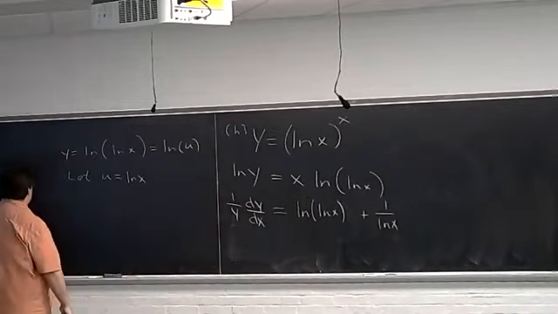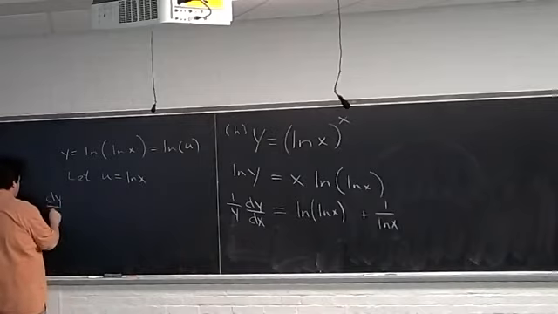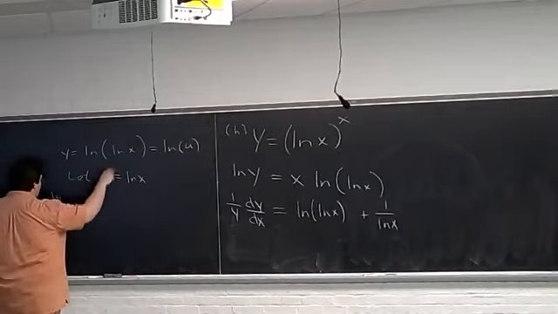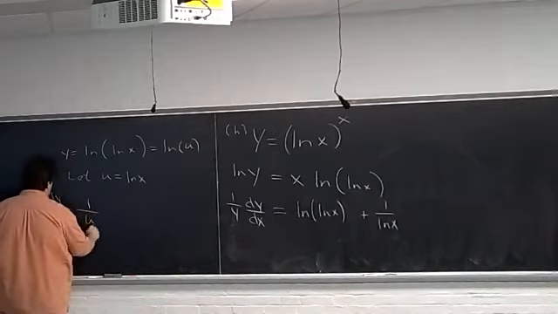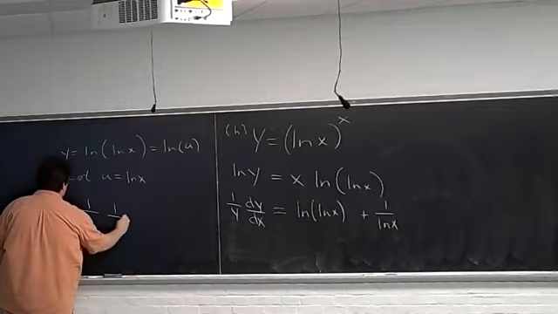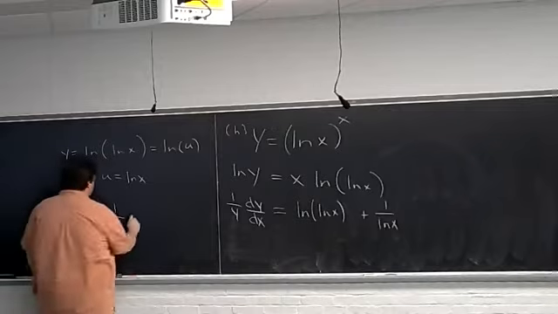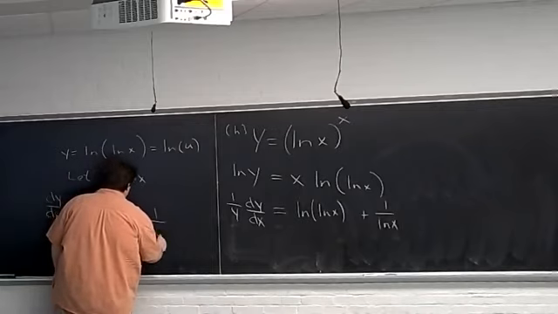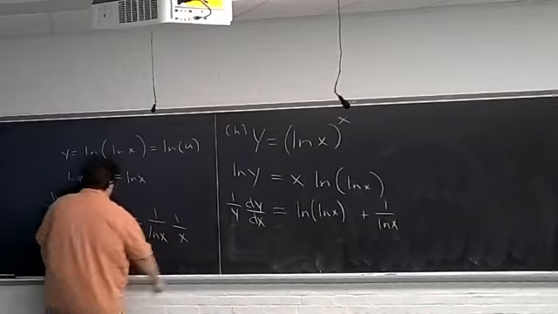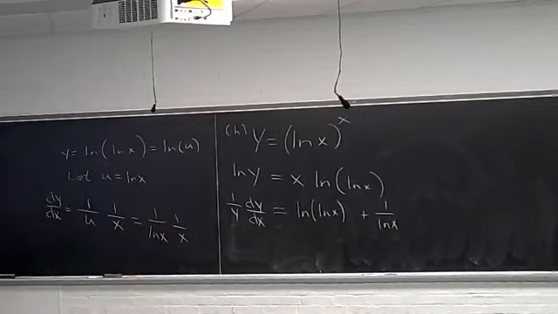So what do we get? Well, dy/dx is dy/du times du/dx. dy/du is 1 over u, u equals log x. So right here we have the derivative for the second piece of our product rule.